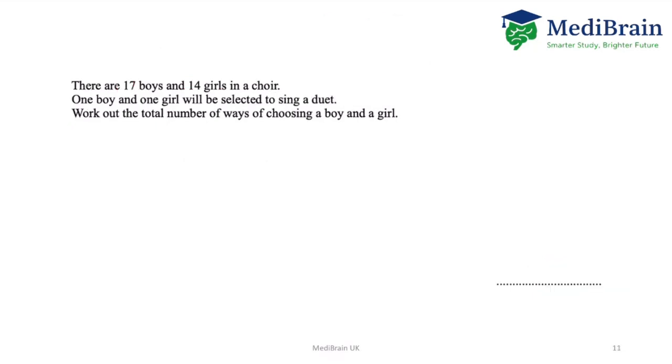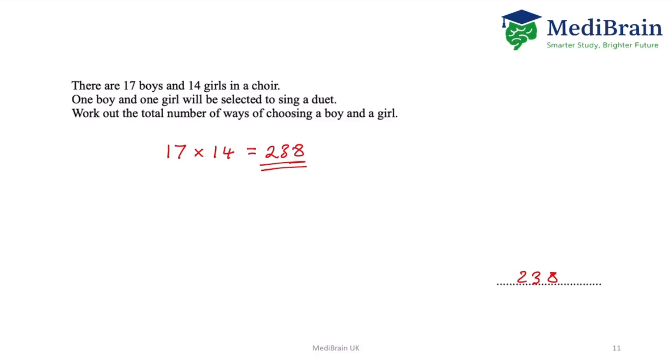Okay, there are 17 boys and 14 girls in a choir. One boy and one girl will be selected to sing a duet. Work out the total number of ways of choosing a boy and a girl. Now again, it's nothing different. It's the same as the question before. We're working out the different combinations that you can choose. All you need to do is 17 multiplied by 14. That gives you 238, just as everyone has said. So we would have 238 as our final answer.